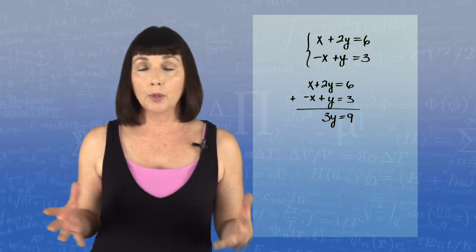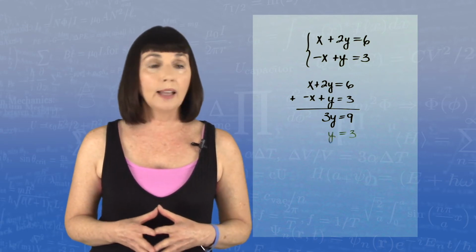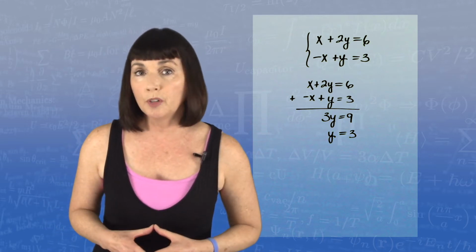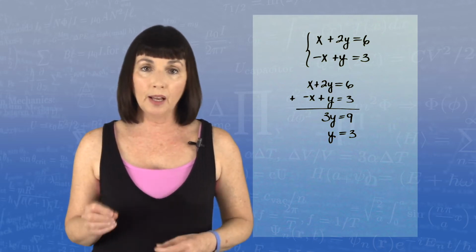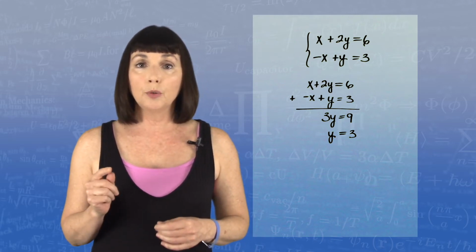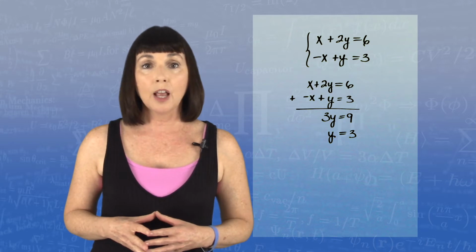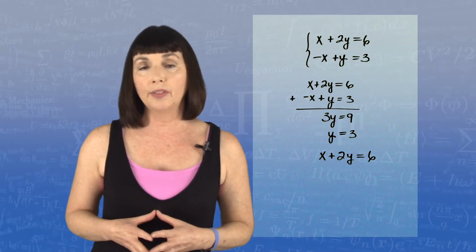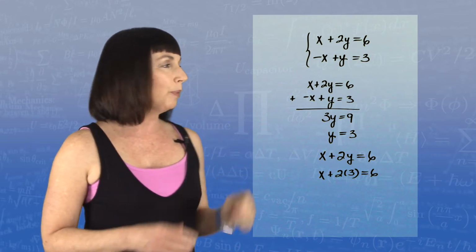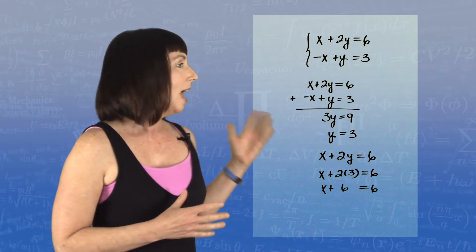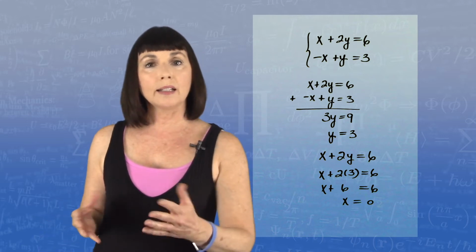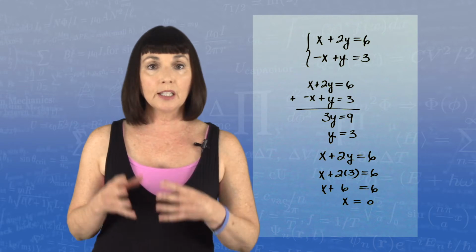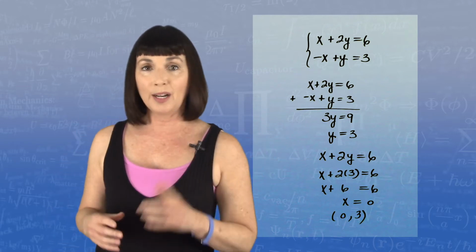Now, multiplying both sides by 1/3 to solve for y, I get that y is equal to 3. Okay, well now I know what one of my variables is, so I can plug that value of y into my first equation to get x. So I get x plus 2y equals 6, and plugging in that 3, I get x plus 2 times 3 equals 6, x plus 6 equals 6, or x equals 0. So the solution to this system of equations is the ordered pair (0, 3).